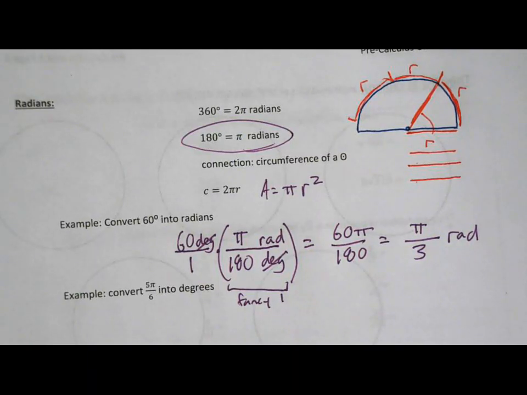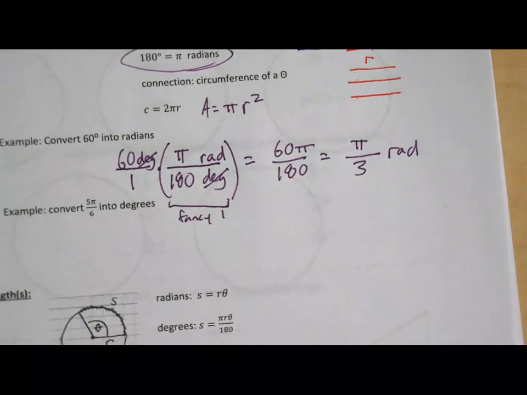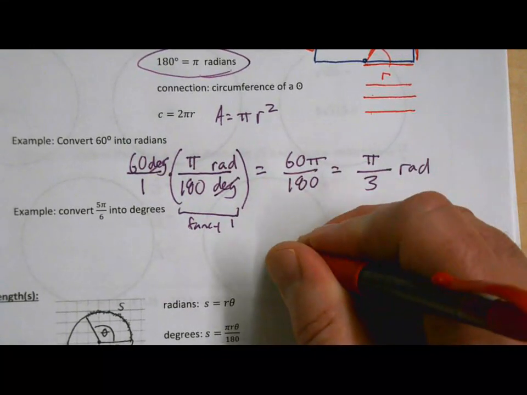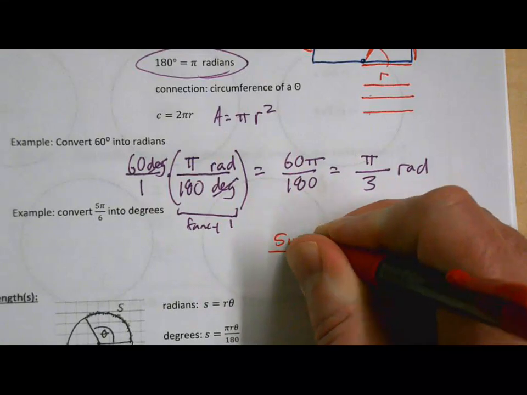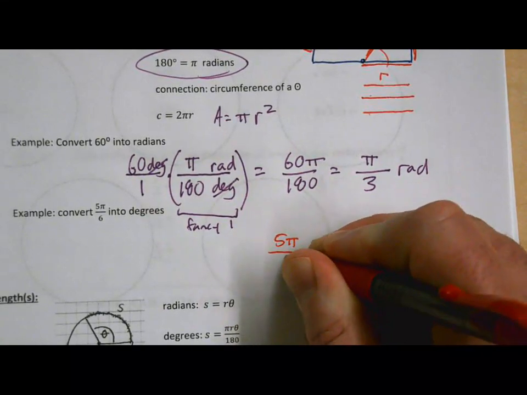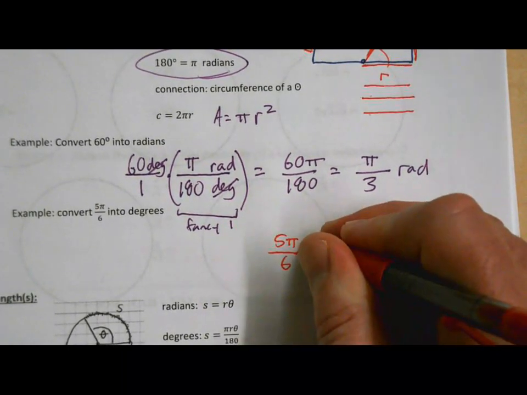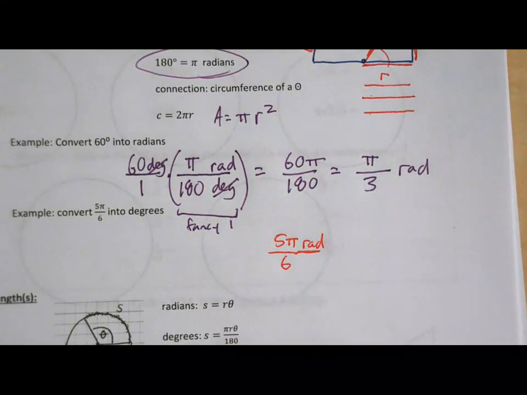All right, let's go the opposite direction. Let's take 5 pi over 6. It must be in radians since there's nothing. I know by context it's an angle, and since there's no unit written, it must be radians. So I'm going to write that as a fraction, 5 pi over 6. And when we have a fractional value that's not a rate, the unit goes in the top of the fraction. So 5 pi radians over 6.